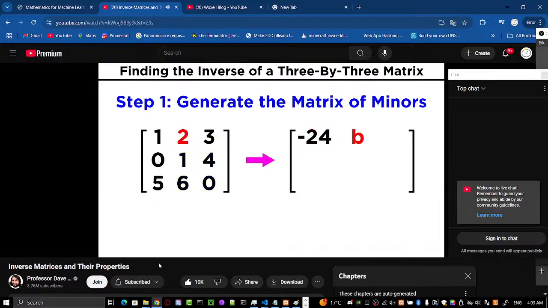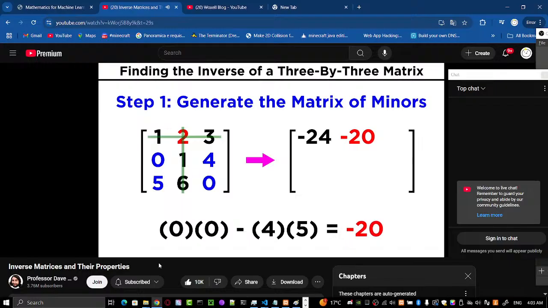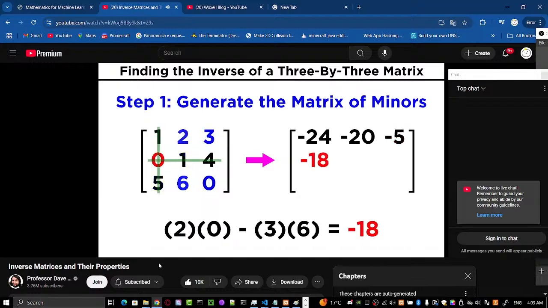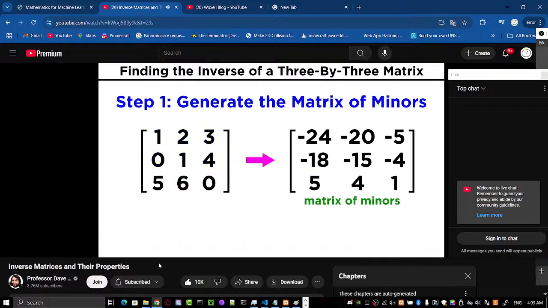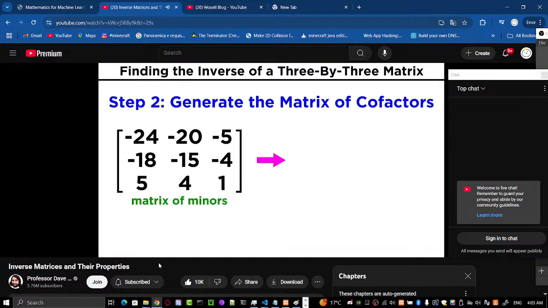Then for the second entry, again we go to the corresponding entry in the original matrix, block out its row and column, and find the determinant of what is left. We continue doing this for every single entry until we have completed our matrix of minors. Unfortunately, that was just step 1. Now for step 2, we use our matrix of minors to generate a matrix of cofactors.